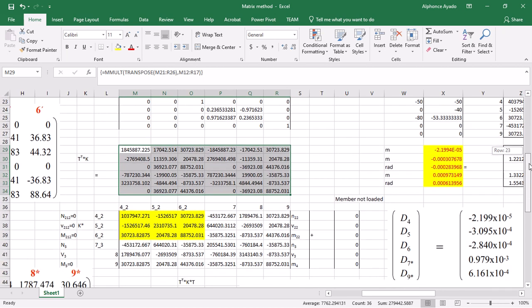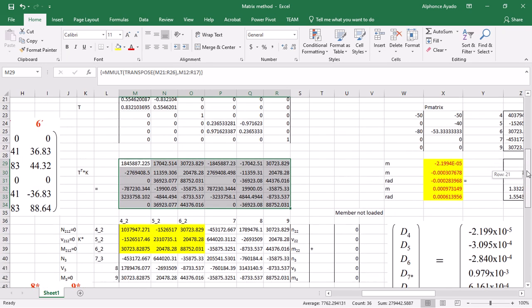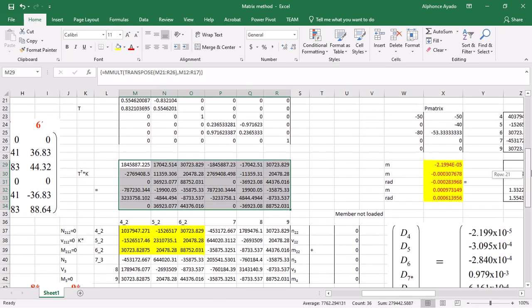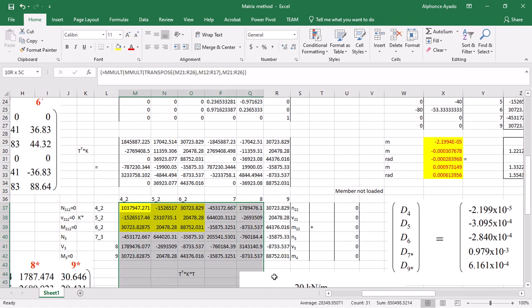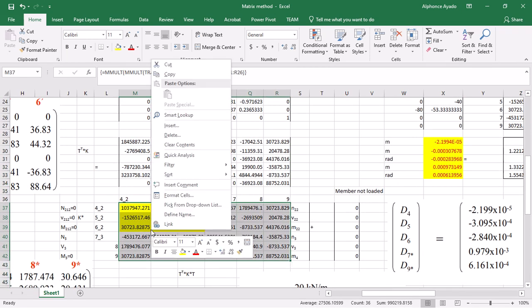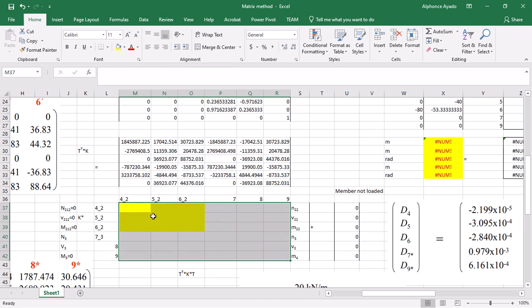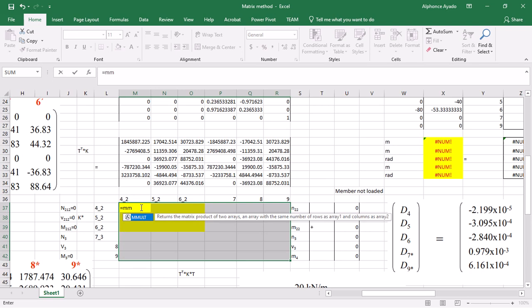And so this is T transpose times K, and then we need to multiply this with the same transformation, with the transformation matrix now. So a little tedious. There is a shorter way I'll show you later, but just so you know. So you can clear this. After you highlight, you say equals MMULT. So multiply this.